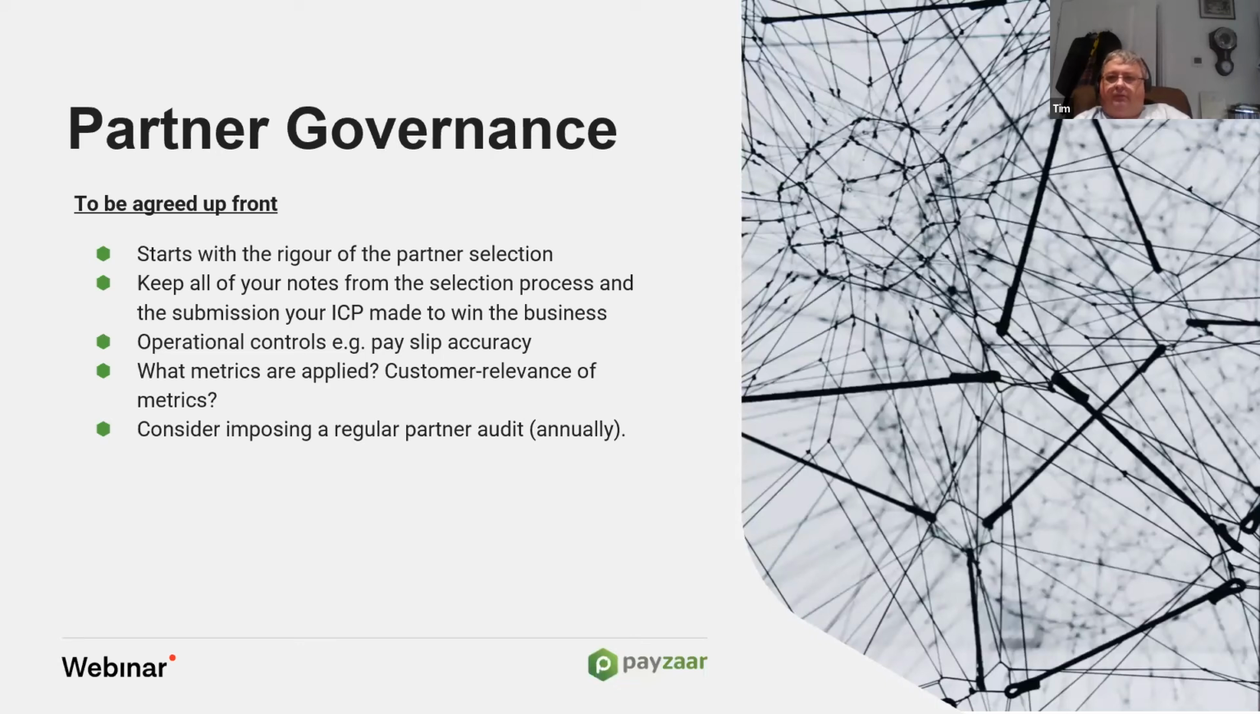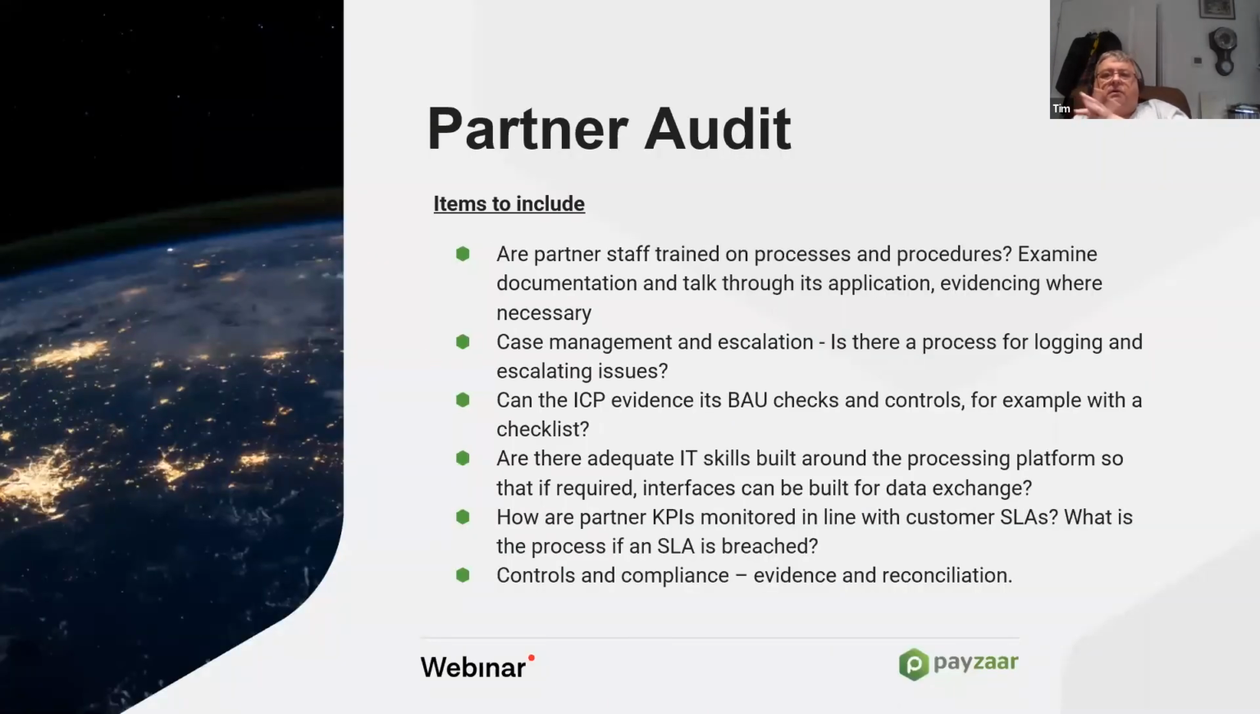Your operational controls, we're looking for that payslip accuracy, what metrics are going to be applied to work this out, and how relevant are they to you as a customer. And one of the things that I would consider doing is actually saying, right, as part of this process, there will be a regular partner audit annually. And what would I put in that audit, and who's actually going to undertake that audit? Well, you might be able to talk to your own internal audit team, and perhaps they'll be keen on taking this particular task on. You might actually think about doing it yourself.